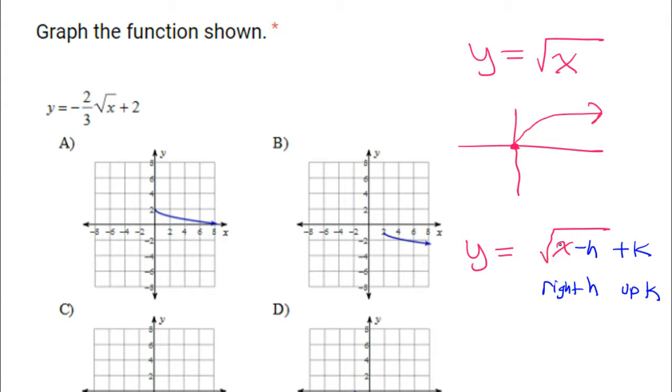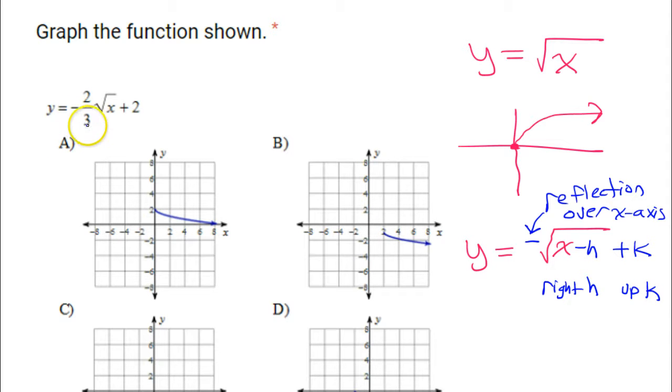Okay? Now, if there were a negative sign right here, that would have the effect of turning the whole graph upside down. We refer to this as a reflection over the x-axis.